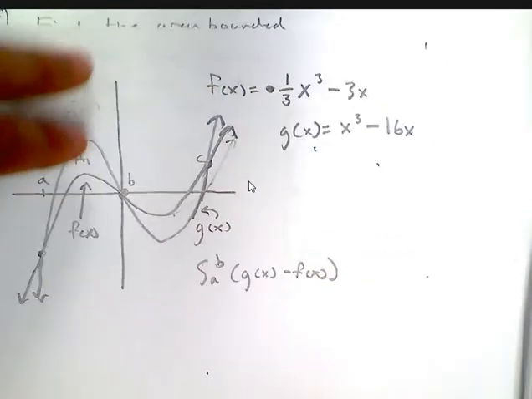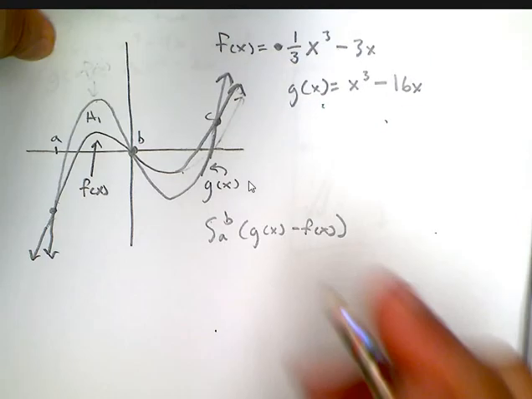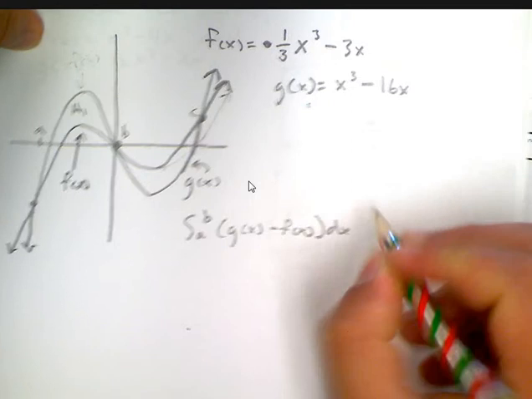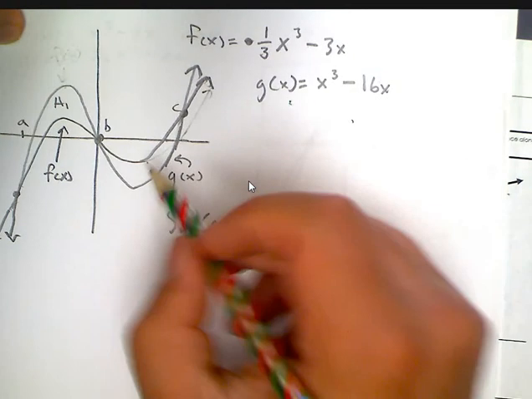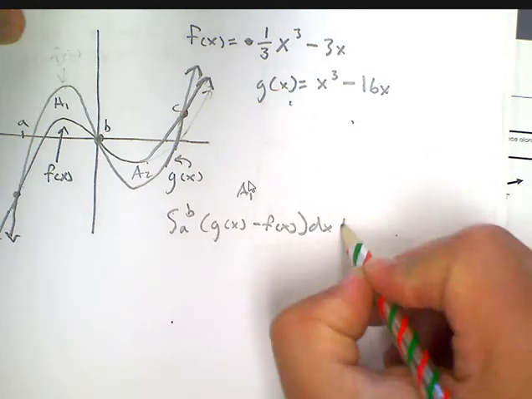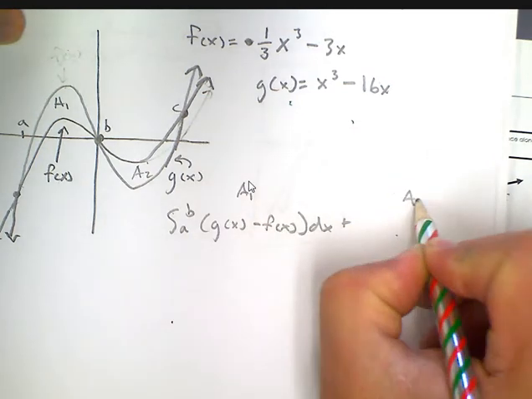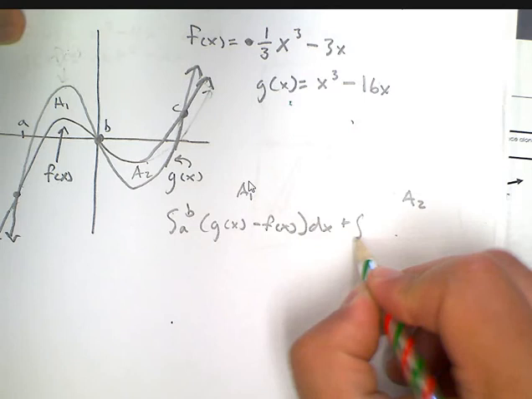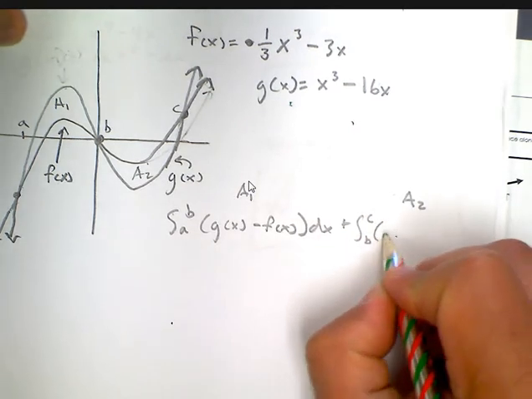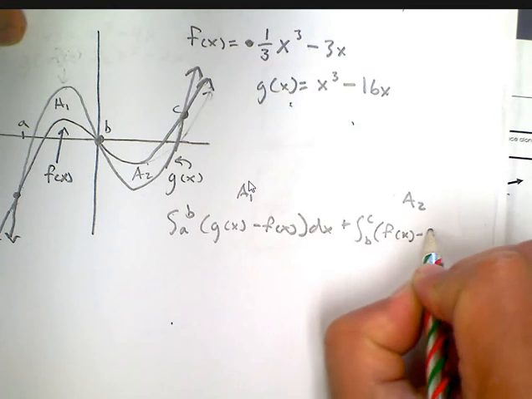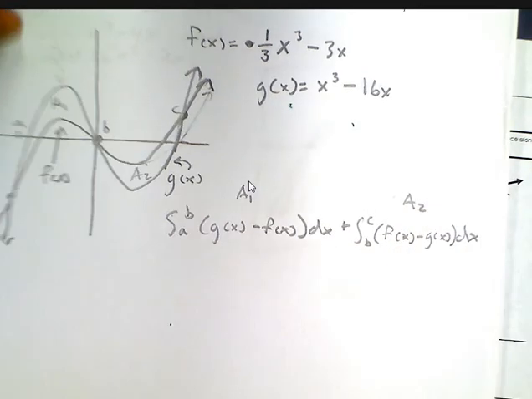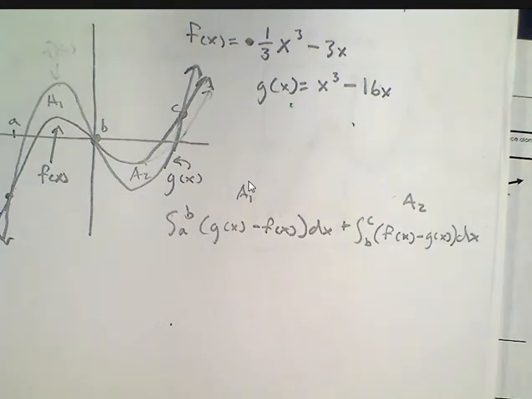Alright? Dx. Don't be distasteful. And then we're going to add this area. We're going to add area 2. That's area 1 plus area 2. We're going to do the integral from B to C of f of x minus g of x dx. Okay? So there we go. That's what we got to do.